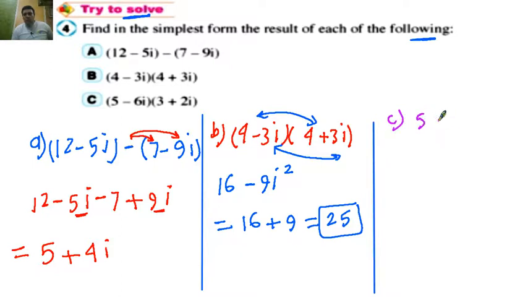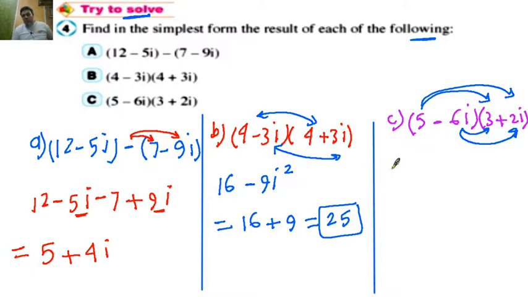Number C: 5 minus 6i multiply 3 plus 2i. In this example we must distribute 5 on the second expression and multiply negative 6i with the second expression. 5 times 3 equals 15. 5 times 2i equals 10i. Negative 6i times 3 equals negative 18i. And negative 6i times 2i equals negative 12i squared.